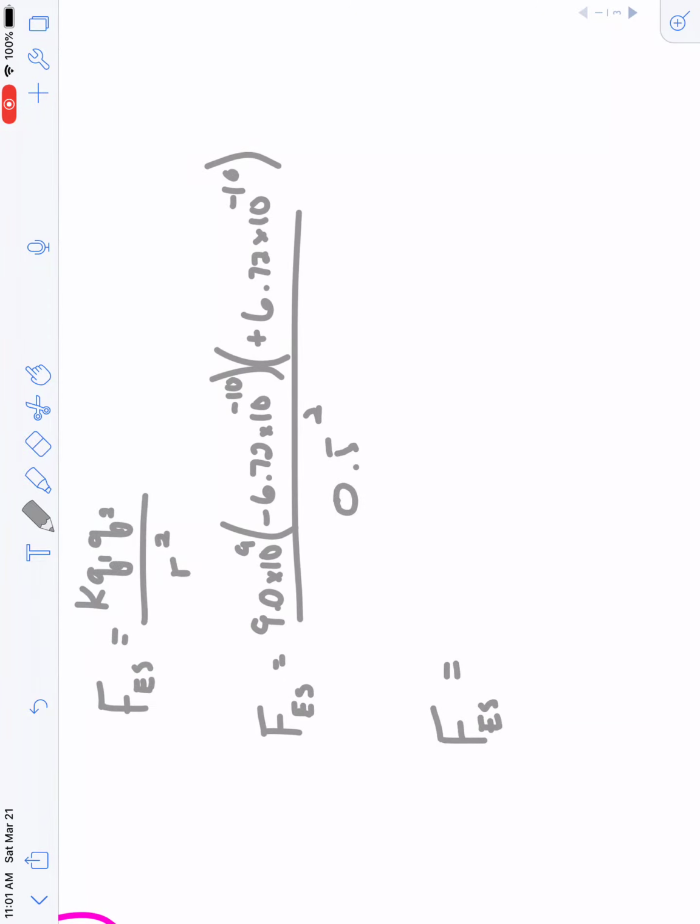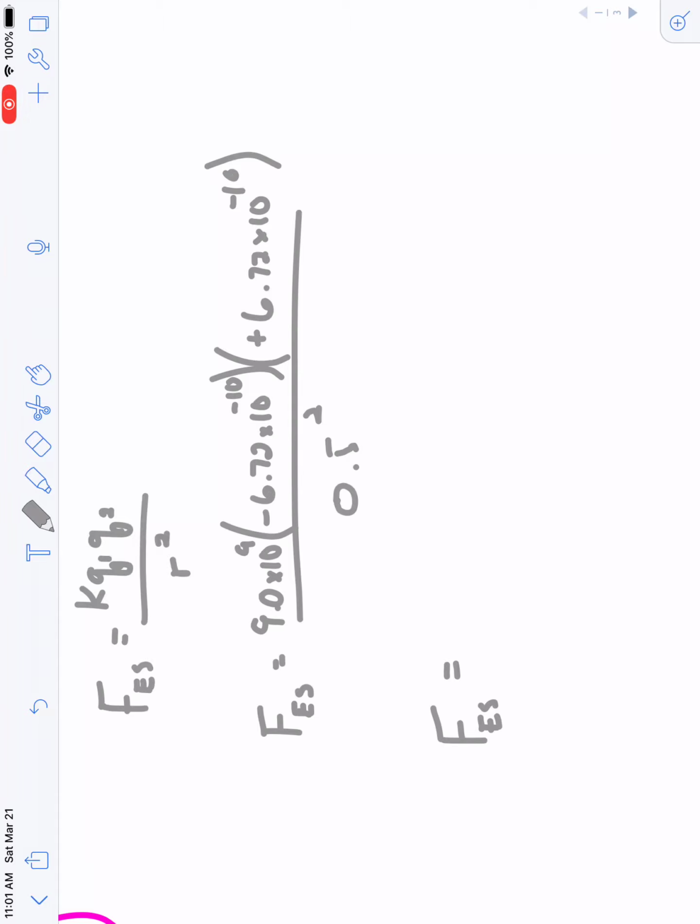It's going to equal, let me do some number crunching real quick, 9 times 10 to the 9th times 6.72 times 10 to the negative 10th, giving us 6.048. Multiply that by 6.72 times 10 to the negative 10th again, giving us a long decimal. Divide that by 0.5 squared.